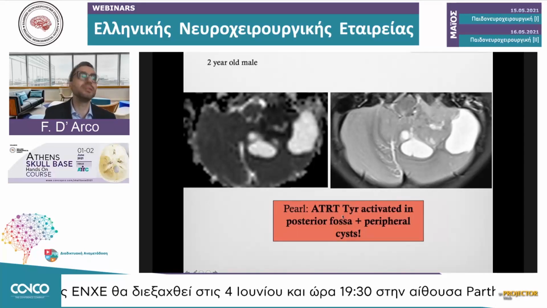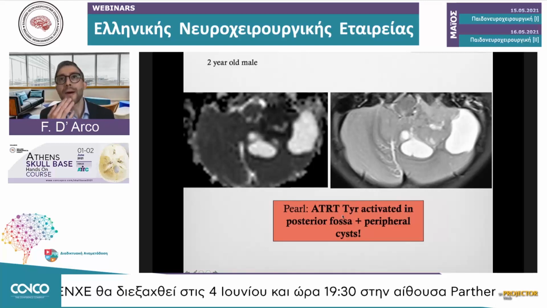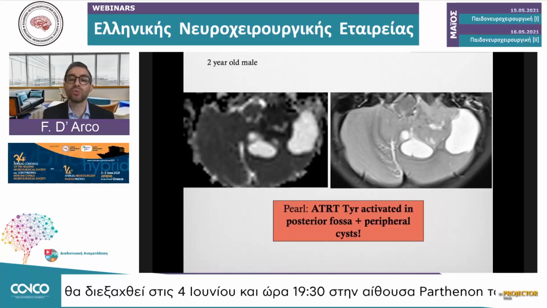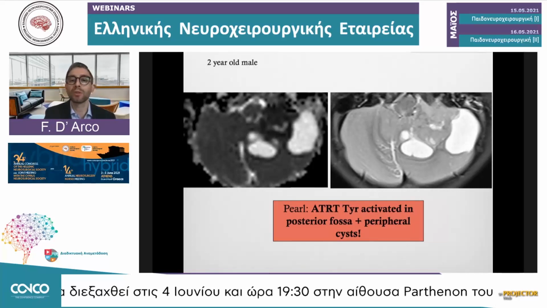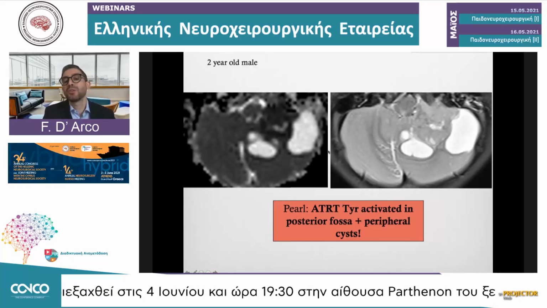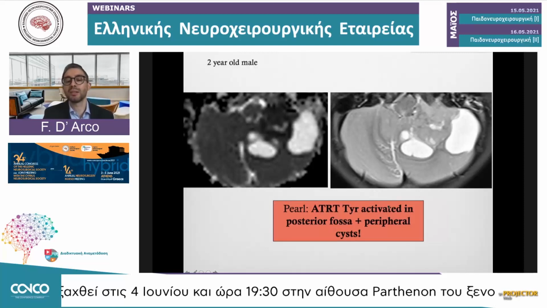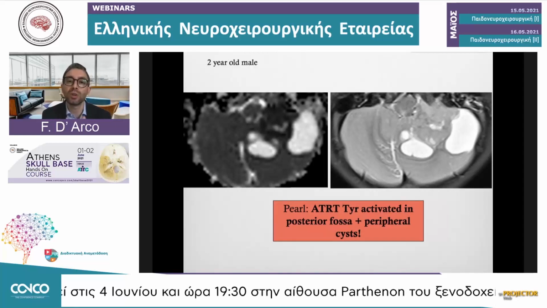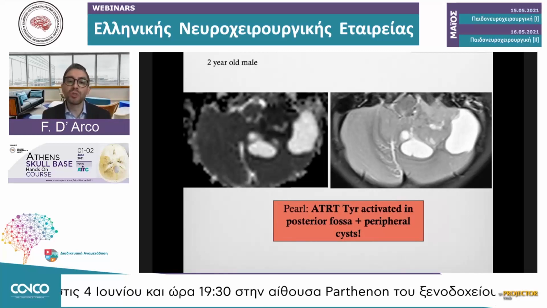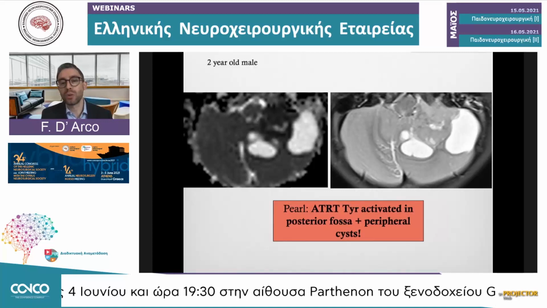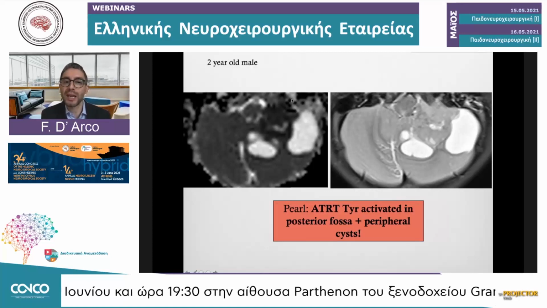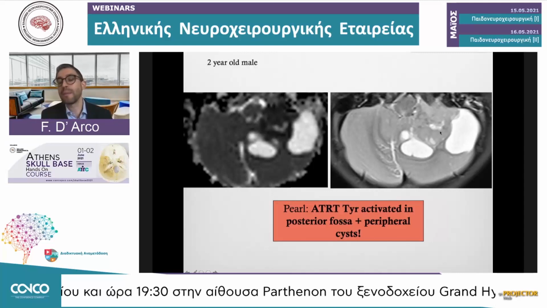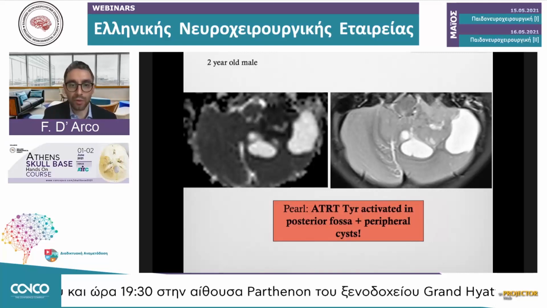It's not very useful for you guys, like for the medulloblastoma, because this is a bad prognosis, but it's good to know that it's an ATRT, but this tyrosine activated rather than sonic hedgehog activated. At this point they don't have yet specific drugs, so it's not so important, but it's important to know that you can make this diagnosis and you don't think that this is an ependymoma, an anaplastic ependymoma.